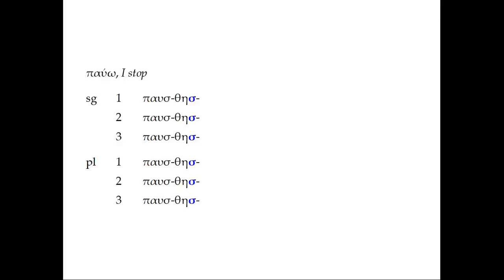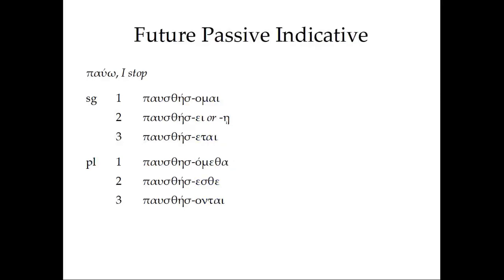And this gives us our stem, our aorist future stem, our future aorist stem, and to this stem we are going to add normal middle passive endings, that is omai, etai, ometha, esthe, ontai. These are just the forms of the present middle passive indicative. So it's kind of a mix of things, really. These are the future passive indicative forms. I can translate this as something like, I shall be stopped, you will be stopped, he, she, or it will be stopped, etc.